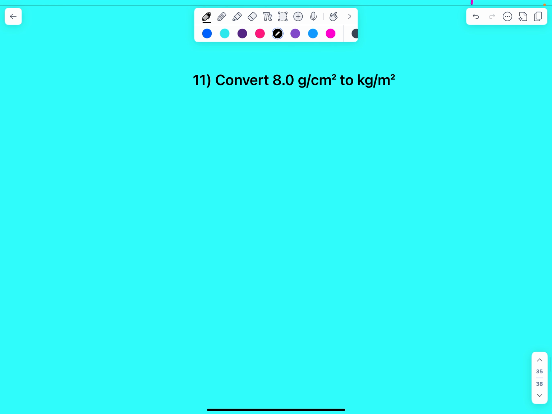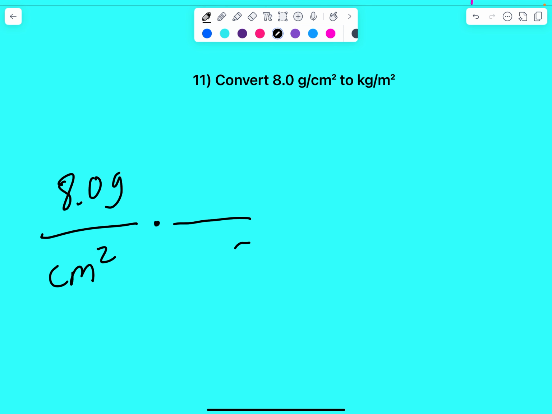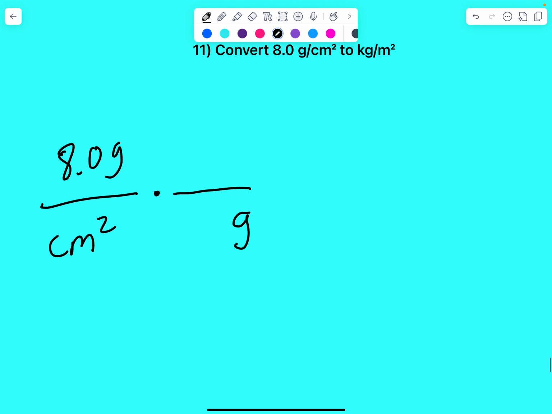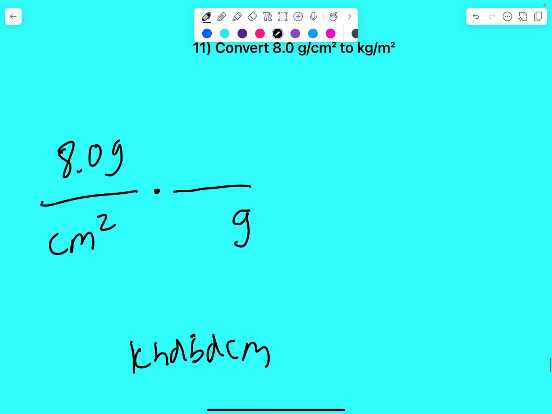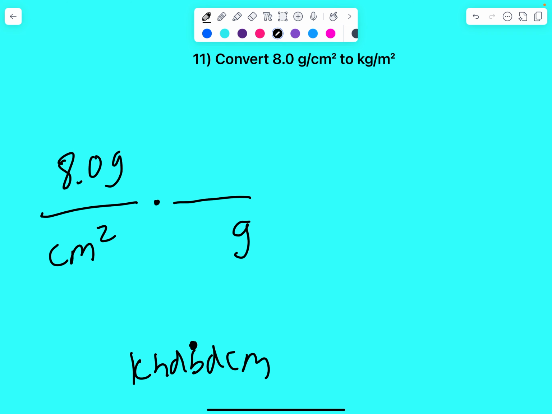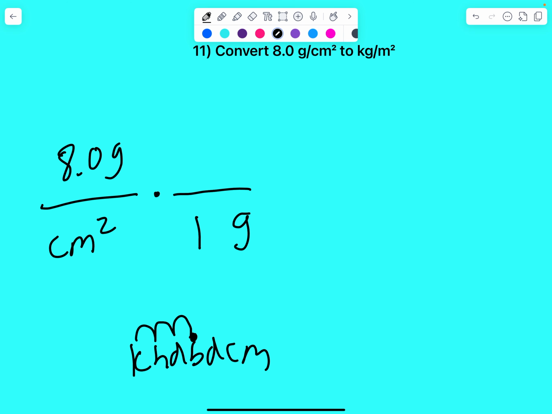Let's look at number 11. Convert 8.0 grams for every centimeter cubed, and we're trying to get to kilograms for every meter squared. So grams is going to go in the denominator. I know 1 gram is 10 to the negative third kilograms, right?